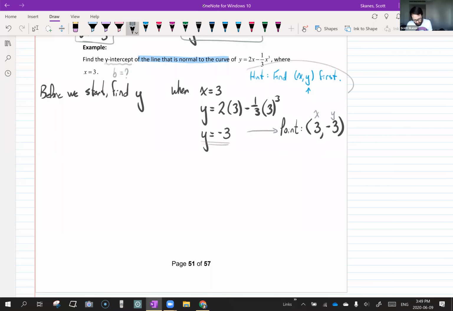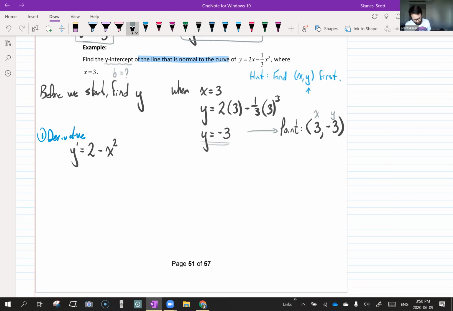So I put a hint there, find x and y first, but this is what I did. This is what I mean by that hint. Okay, and now we can start. Let's get the derivative. The derivative is very easy. What is it? 2 minus 3 comes down, so 3 over 3, it'll cancel, so that's just x squared.